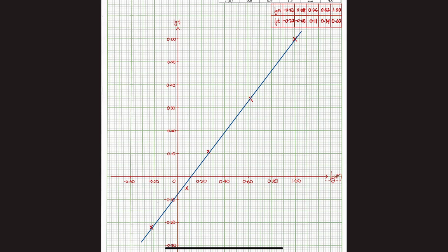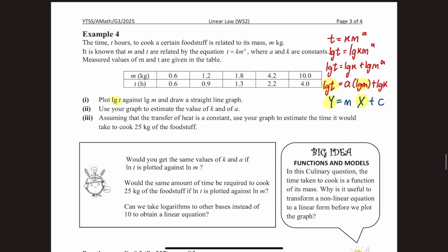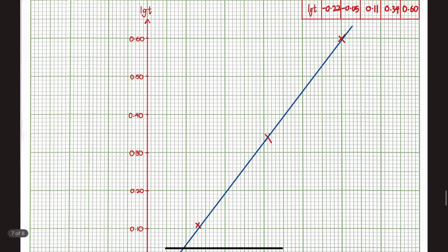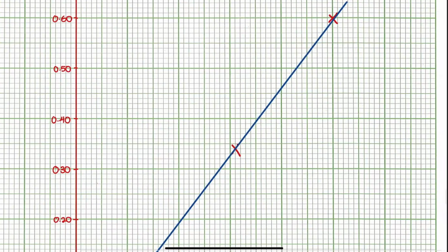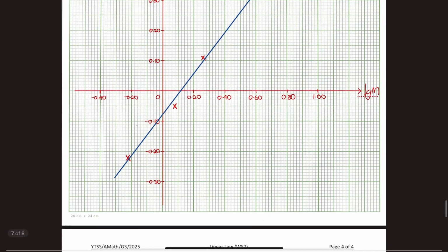Alright, so once I've done that, I can now go and look at the question again. From here, use your graph to estimate a value of k and a. A is the gradient, log k is your vertical intercept. So for part 1, very simply, remember to label the equation of the line also. This is log t equals to log m plus log k.